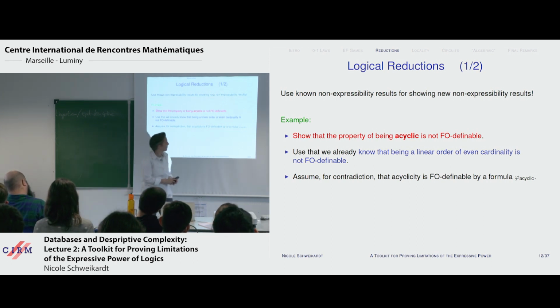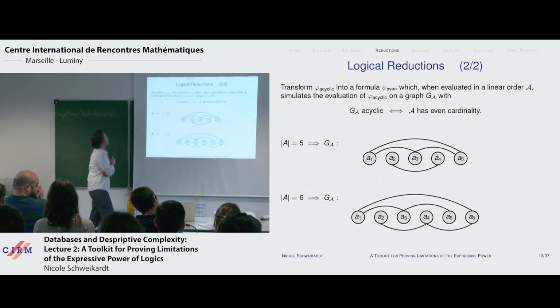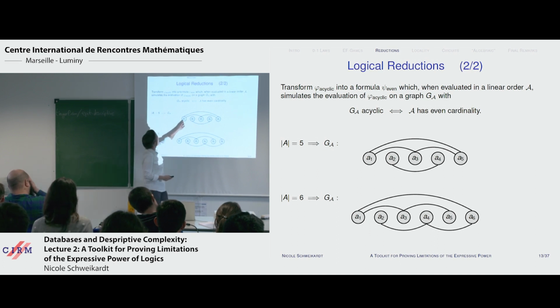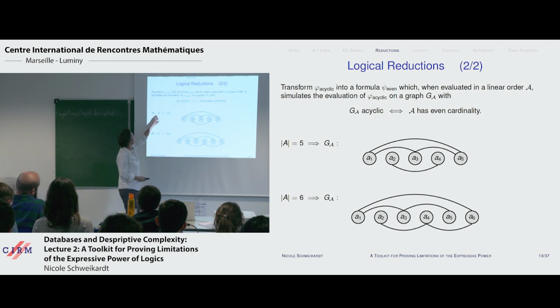And I have a picture here. If your linear order has 5 elements, A1, A2, A3, A4, A5, what you do is you view this as a graph where you say edges go from the largest to the smallest, and then you take every other vertex. And that's something you can easily define in first order logic. If the length is odd, you have a cycle. And if the length is even, you don't have a cycle when you define this graph.